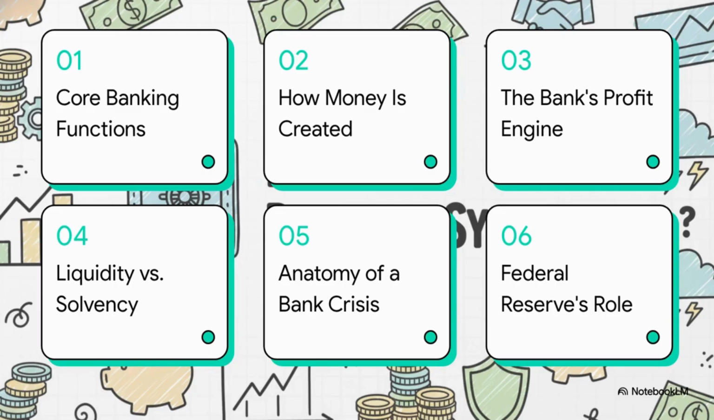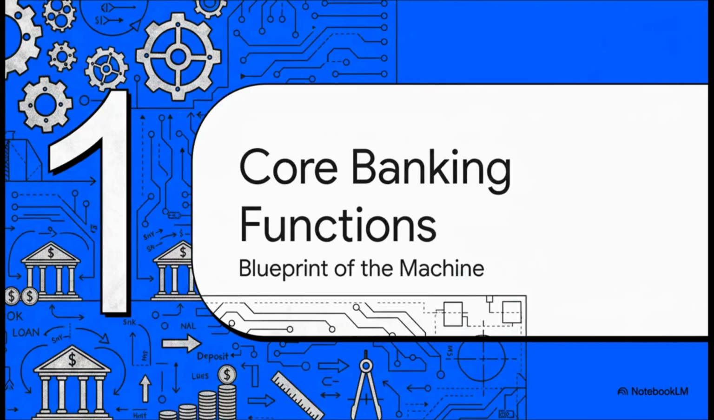Okay, so to really wrap our heads around this topic, we're going to tackle it by building what I like to call a foundational pyramid. We're going to start with the absolute basics at the bottom and build our understanding up, layer by layer. We'll start with the core functions of a bank, then get into the magic of how money is literally created. We'll look at the bank's profit engine, then the critical difference between liquidity and solvency, then the anatomy of a bank crisis, and finally, the role of the ultimate guardian of the system, the Federal Reserve. All right. Let's kick things off with part one, the core banking functions.